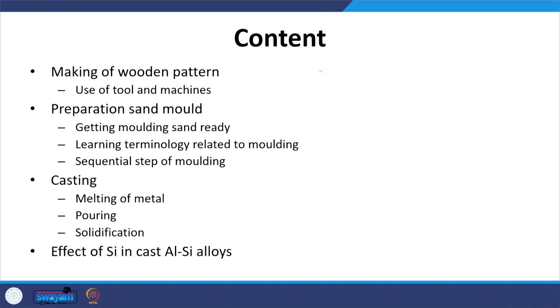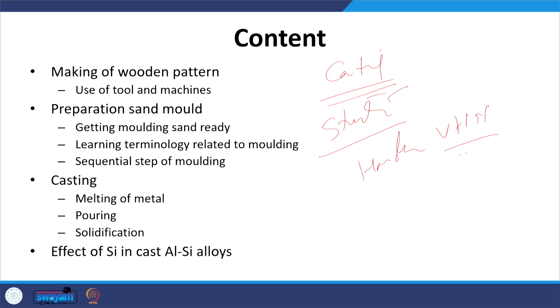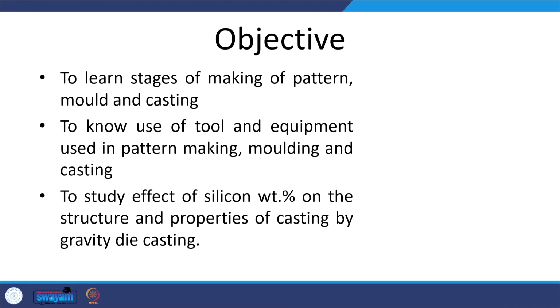Once we develop these three castings, they will be studied for the development of the microstructure as well as mechanical property in terms of hardness using VHN, Vickers hardness number. We will see how the variation in silicon content affects the different constituents, the microstructure, and the hardness of the casting.